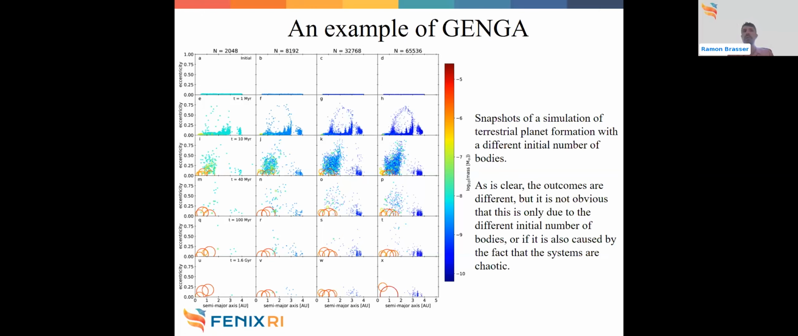We don't know. This is one thing we would like to test, but it seems from this that maybe it could be the case that you already start to saturate at 8,000 planetesimals. We don't know. So this is something that we are working on.